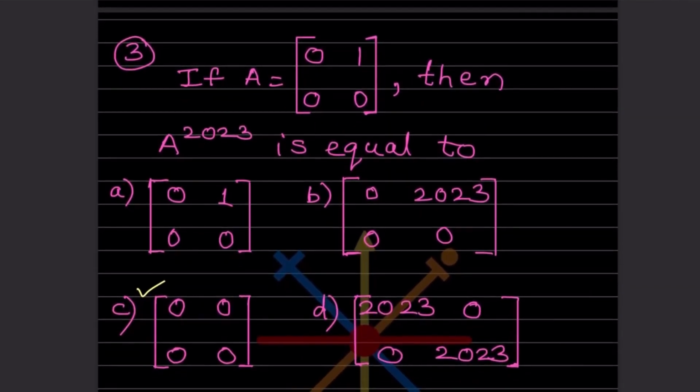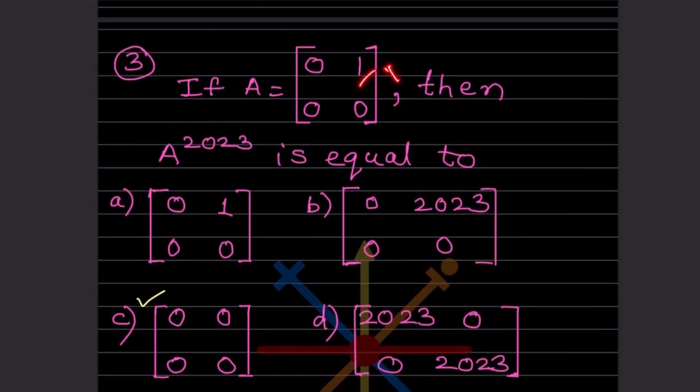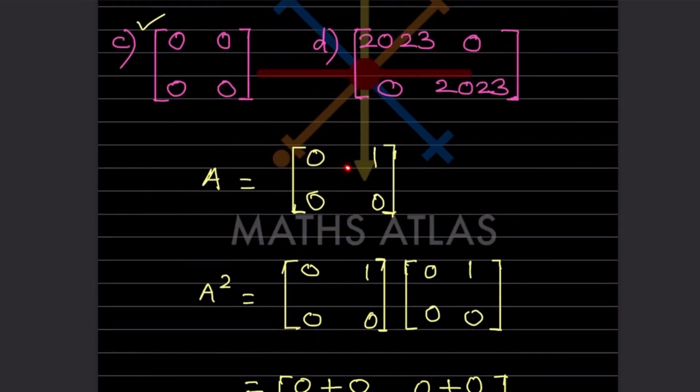Now this is given, if A is this one, and then you have to find out A raised to 2023 is equal to. These are the options given. Let us see that later. So first thing, you know that A is this one, 0, 0, 1, 0, 0. A is 0, 1, 0, 0.